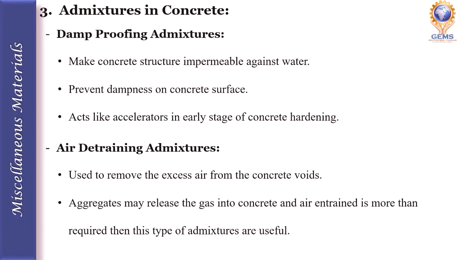Damp proofing admixtures. We know damp proofing or waterproofing. This is used to make the concrete structure impermeable against the water. These damp proofing admixtures are used to prevent dampness on the concrete surface also. These admixtures also act as accelerators in the early stage of concrete hardening.